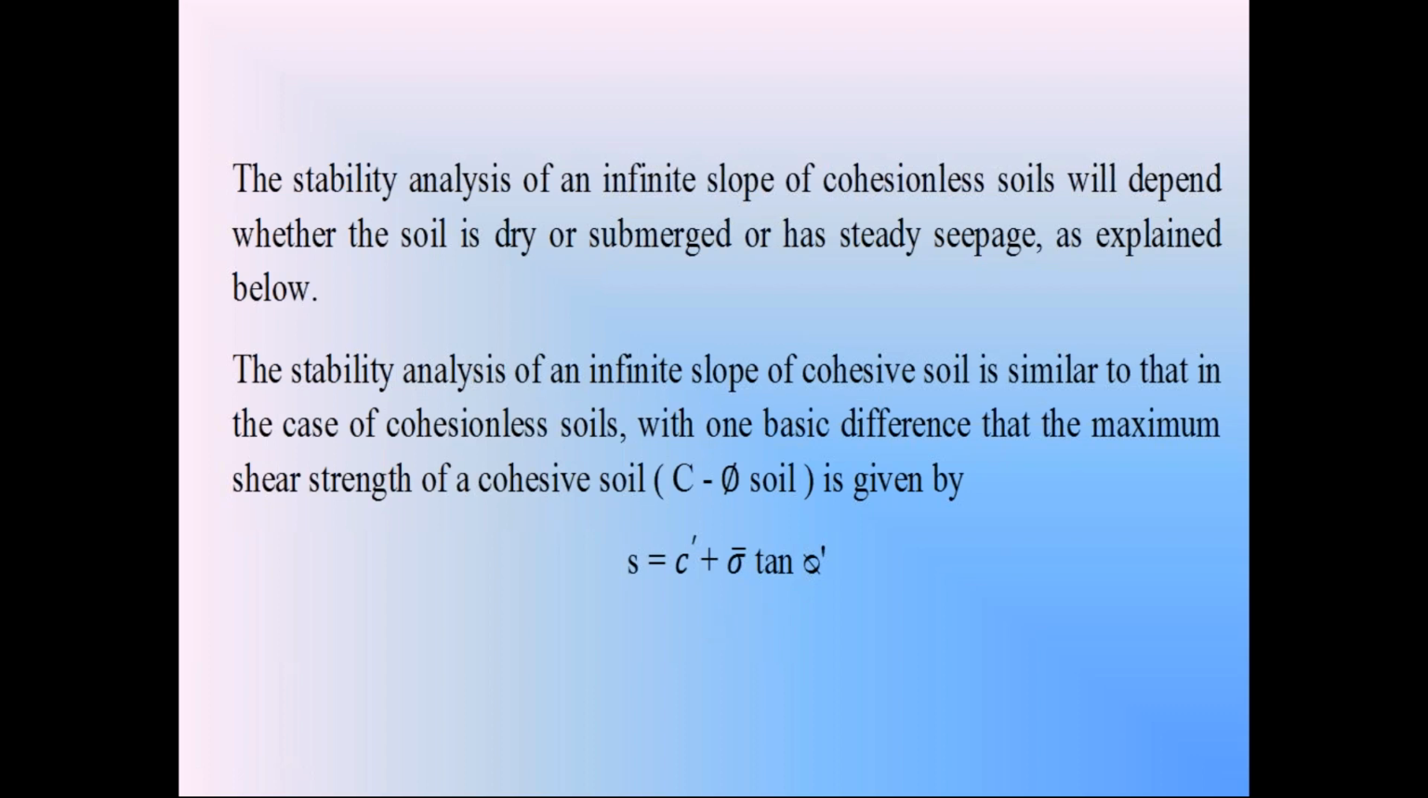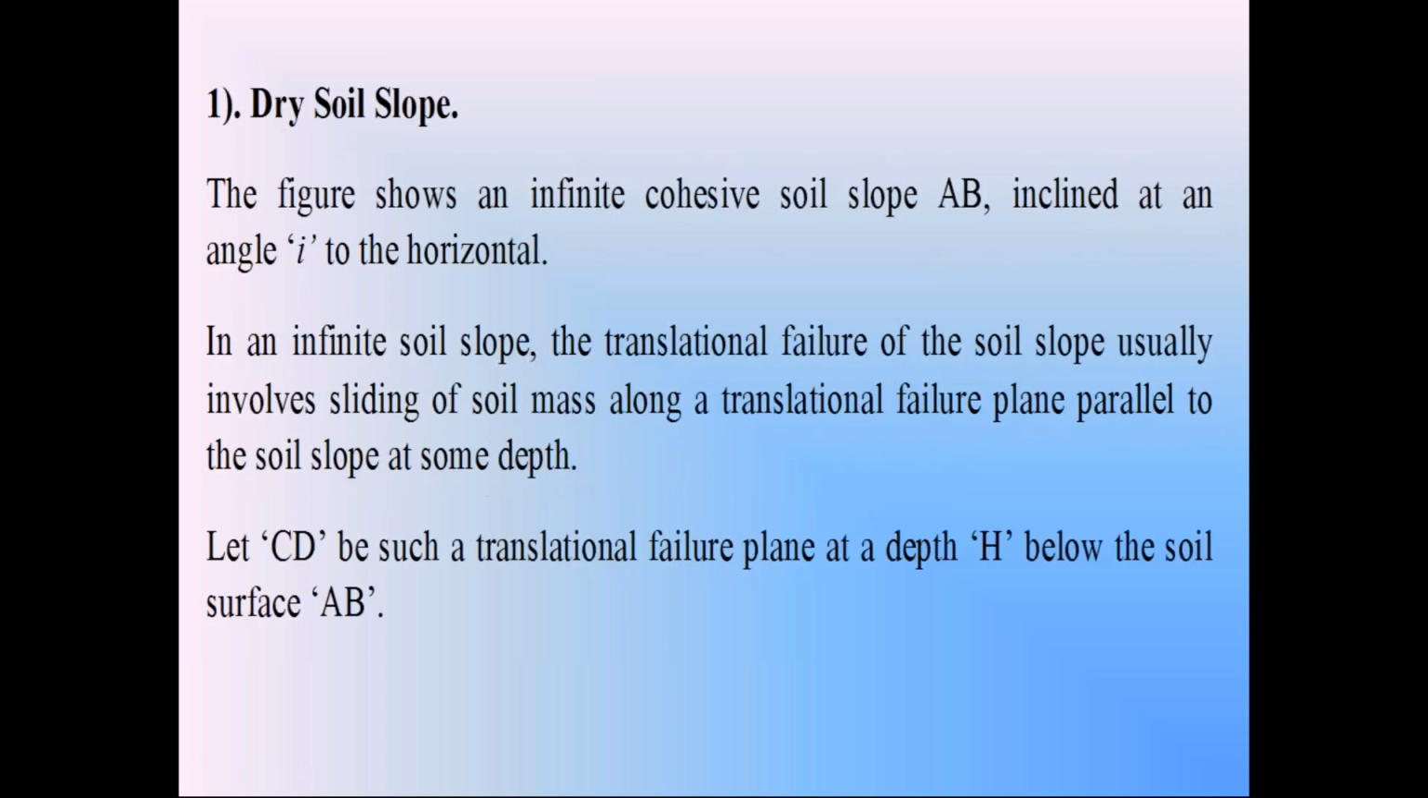So the shear strength of cohesive soil is given by S equals C plus sigma dash tan phi dash. Sigma dash is the effective normal stress in the soil. Phi dash is the angle of shearing resistance of soil. C dash is the effective cohesion in the soil. So we are going to discuss the stability analysis of the cohesive infinite soil slope for the dry condition, for the submerged condition, and also for the steady seepage flow condition. Now in this discussion we consider the soil slope as a cohesive soil slope.